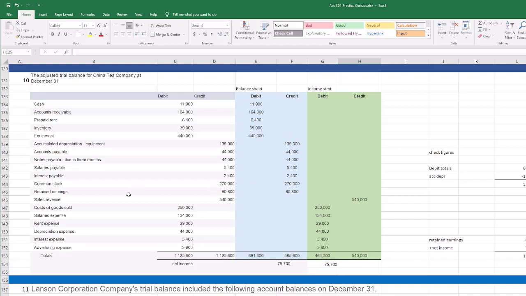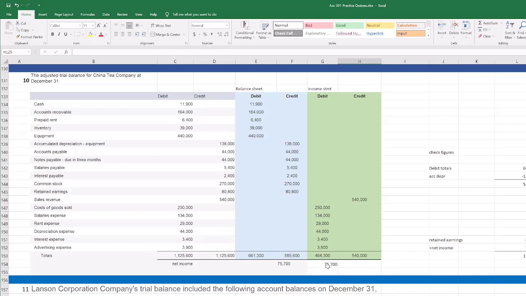So now we're going to take everything left. We're going to take cost of goods sold, salary expense, rent expense, depreciation expense, interest expense, advertising expense, and bring this all over to these two columns, debits and credits. So again, we don't balance. We have credits of $540,000, and we have debits that total $464,300. The difference is net income.